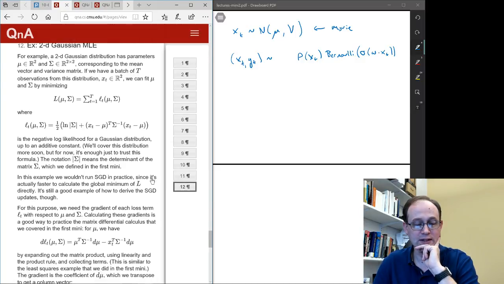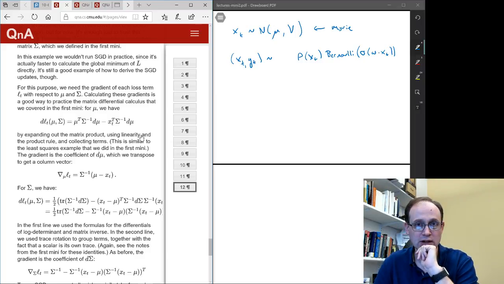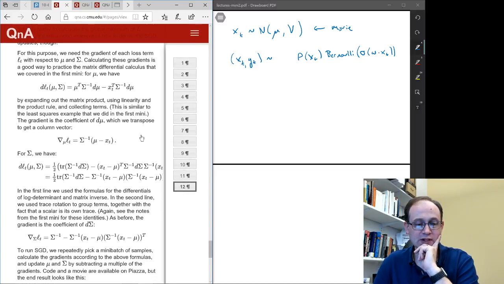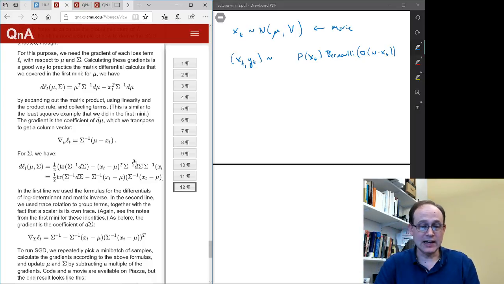All right. So again, just to mention that SGD is not the right algorithm for this situation in the real world, but it's still a good example, right? It actually turns out to be really fast to calculate the batch maximum likelihood. You saw there was code for it in the code file. All right, so to run stochastic gradient descent, we need to take the gradient of each loss term with respect to mu and sigma. Right, and this is something that we practiced a lot in the first mini, and all of the tools from matrix differential calculus that we talked about there are going to be really useful, and we're going to use them. So the mean is simpler, right?